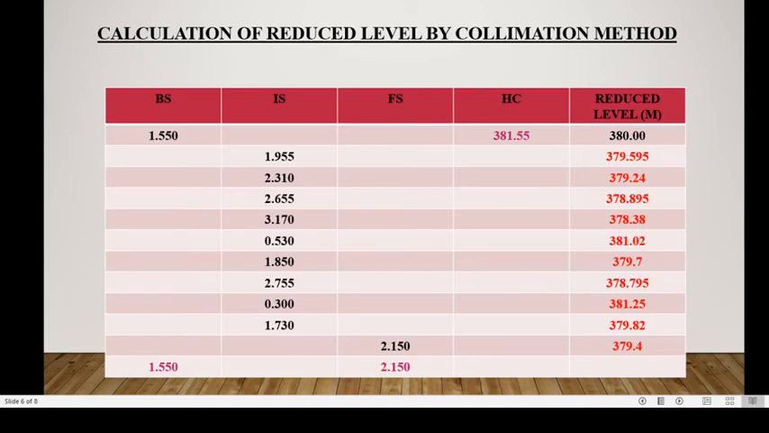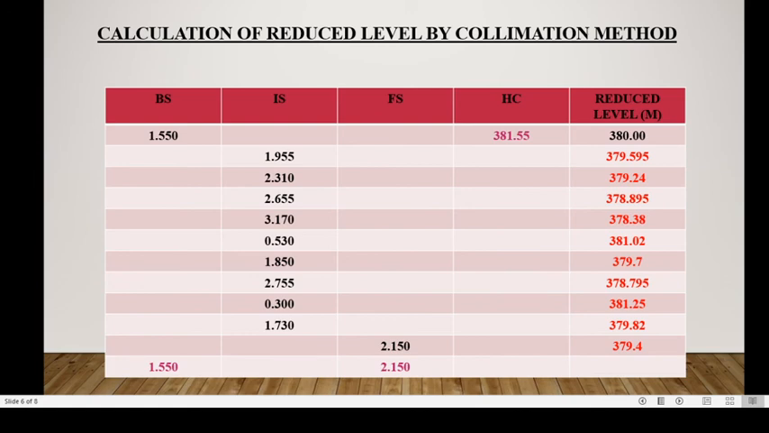Then we will calculate the reduced level by the collimation method. At the first starting point, the height of collimation will be calculated. There are no change points, so there is no need to calculate the height of collimation for the other stations. The height of collimation is easily obtained by adding 1.550 with 380.00, which is 381.55. After obtaining the height of collimation at the first station, we will subtract the IS or the FS from it to get the reduced level of the other stations.